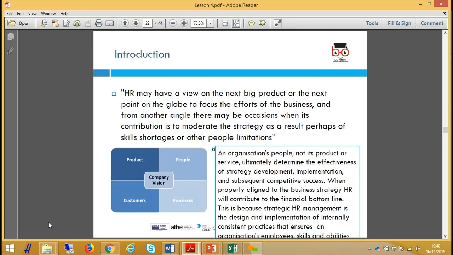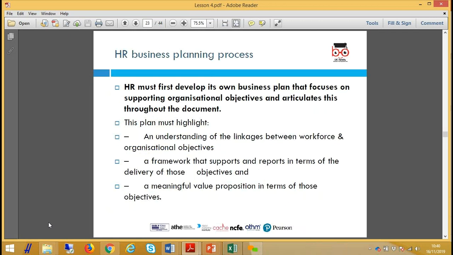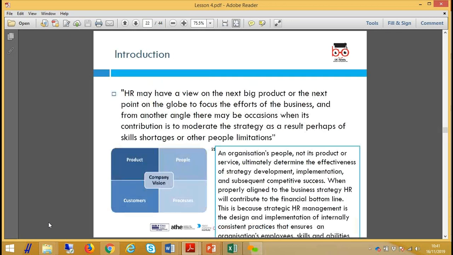This is re-emphasizing the idea that people are an organization's most important asset. Obviously, products are important, customers are important, processes are important, but we believe it's people that will deliver all of this service. So, in terms of the business planning process, you need to understand the company vision, company mission statement, company values, and you need to reflect that somehow in your HR plan.